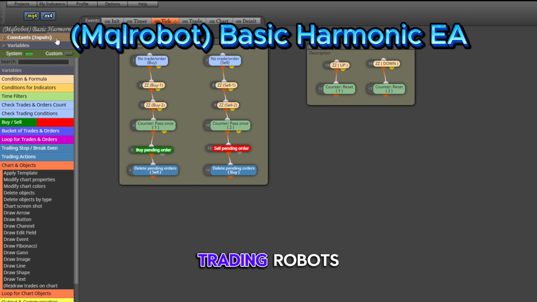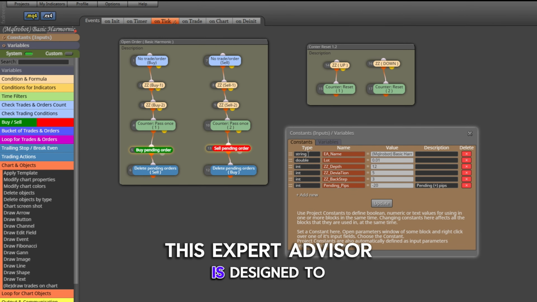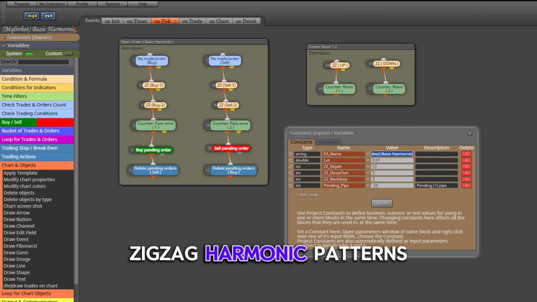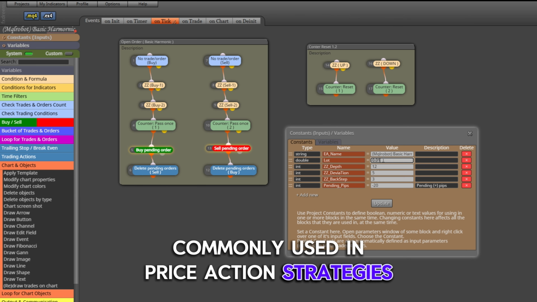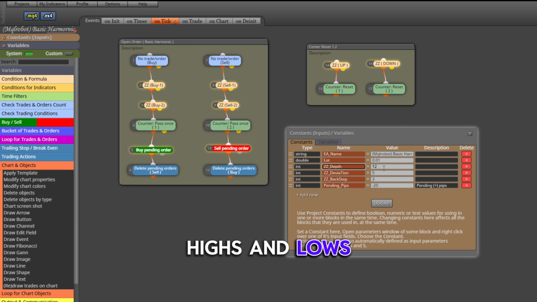In this video, we'll give you a quick overview of the Basic Harmonic EA, built entirely using FXDreema, a no-code platform for creating trading robots for MetaTrader. This expert advisor is designed to place pending buy or sell orders based on zigzag harmonic patterns, a technical pattern commonly used in price action strategies. The logic aims to capture price reversals at swing highs and lows using a minimalistic but efficient setup.